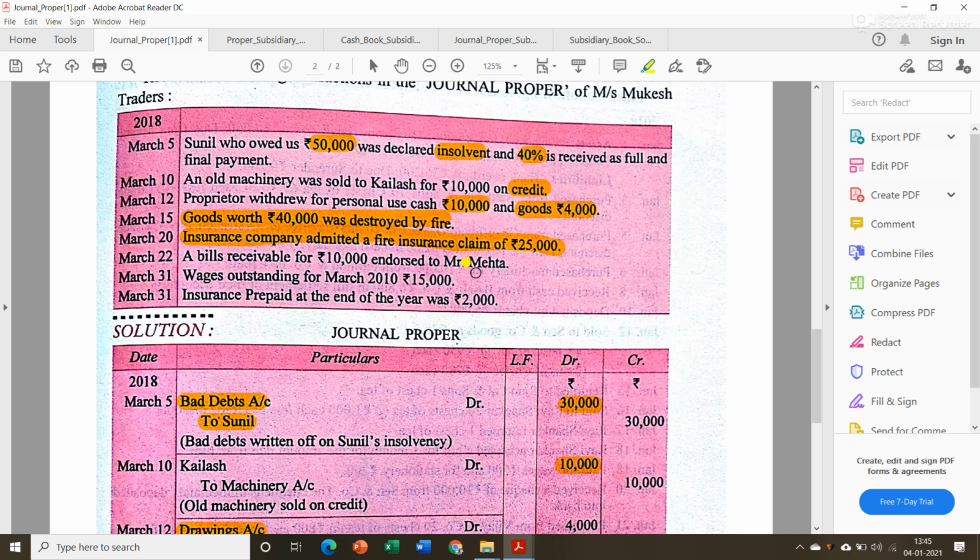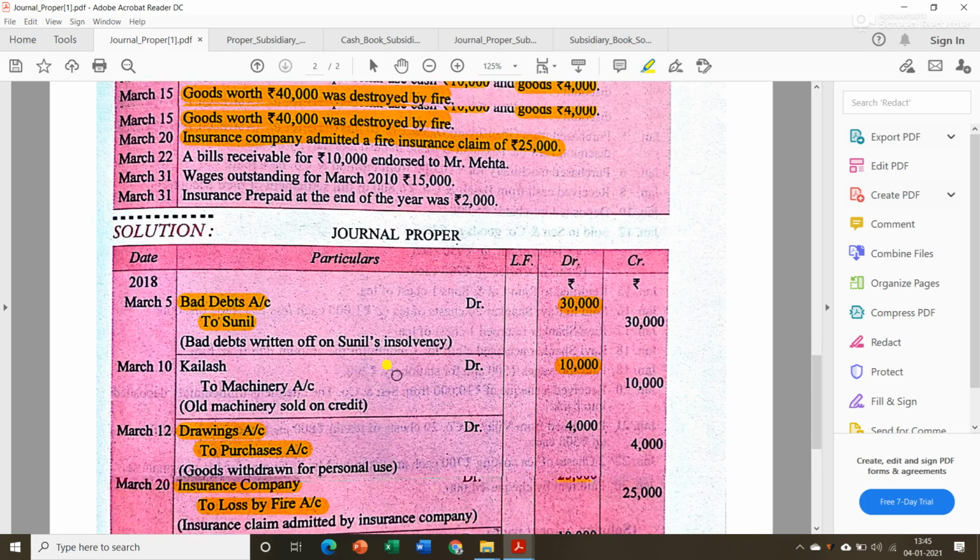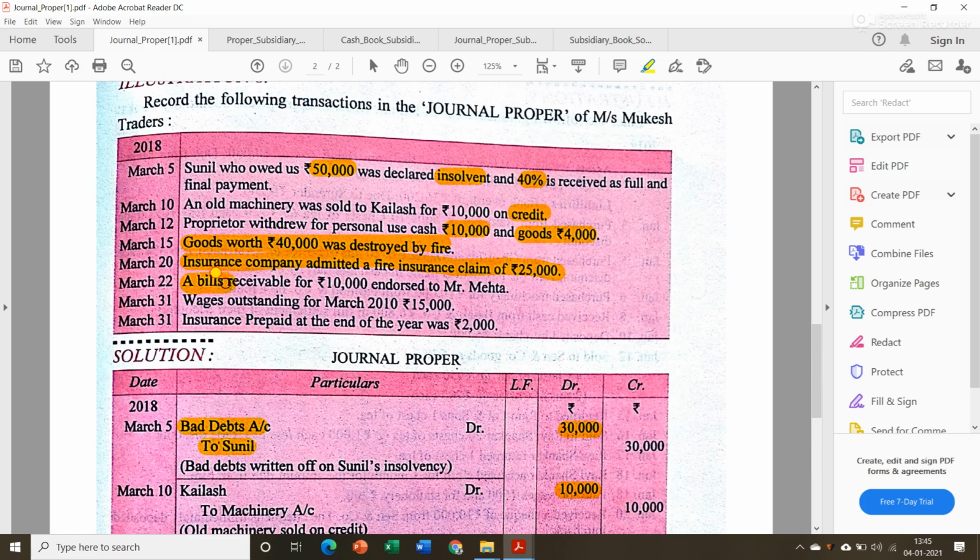When they will pay the insurance amount, that time we can record it in cash book, but this one they have just admitted. So for admitting claim, we can write in journal proper insurance company account debit to loss by fire account 25,000. Then next is a bills receivable for 10,000 endorsed to Mr. Mehta.